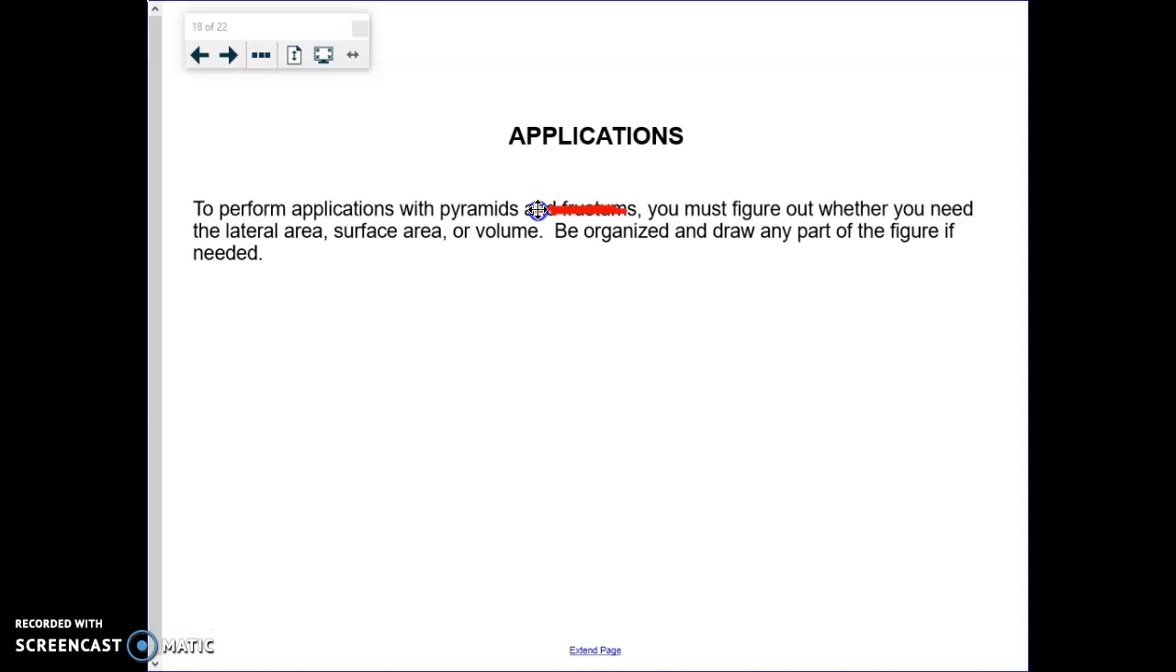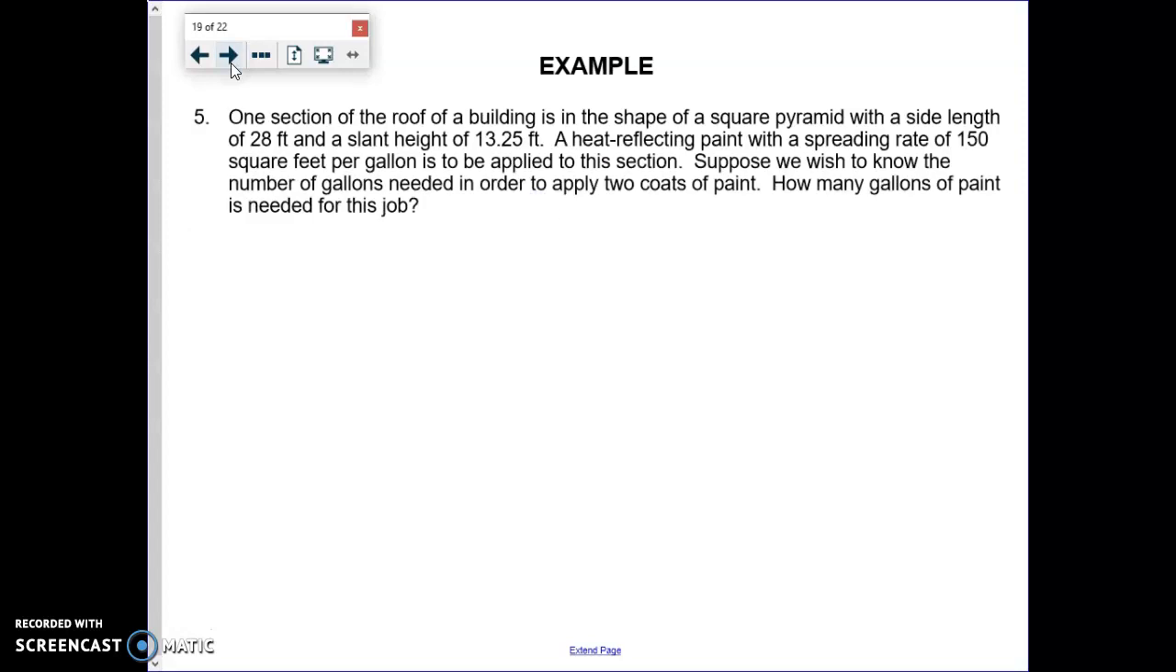But be organized, draw any part of the figure you need, and label what you also need, and, like I said, be very organized. So here's an example. I'll have you take a second and just read through this. So pause the video and then read through this. And also underline anything that maybe you find pertinent or relevant.